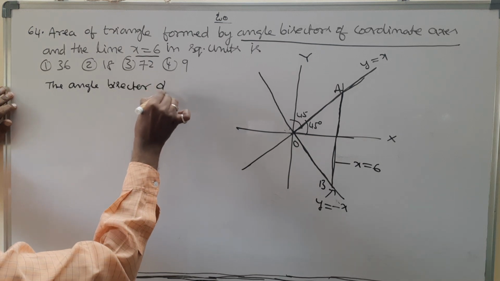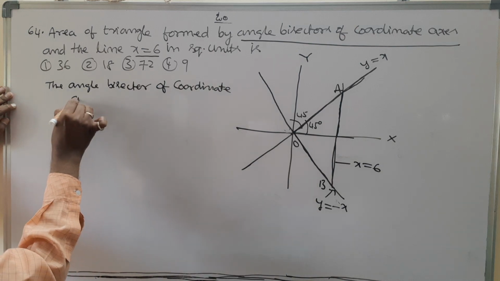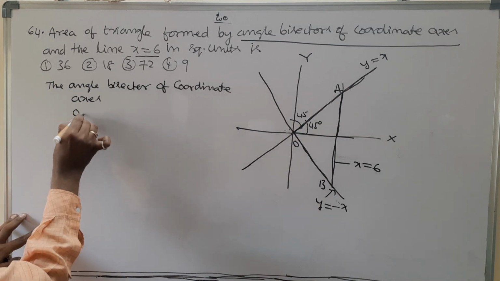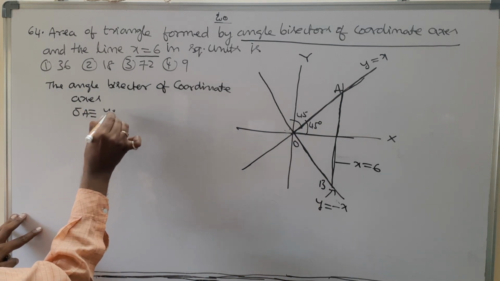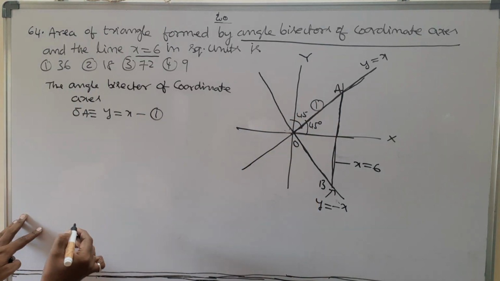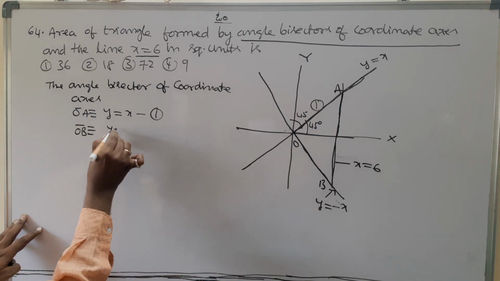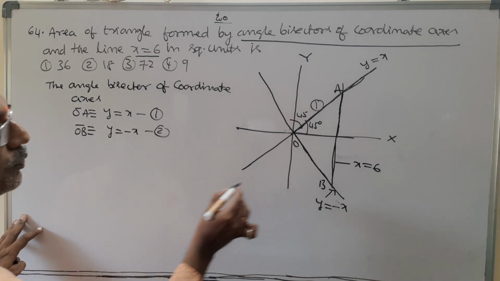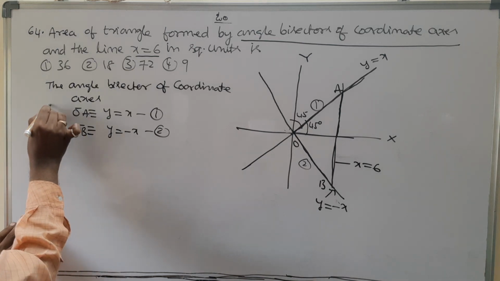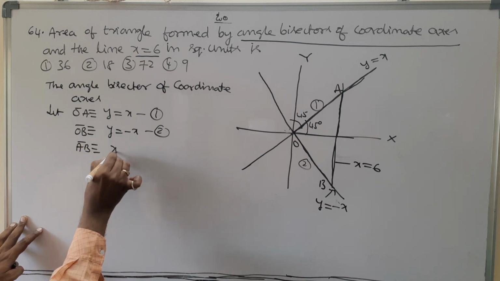Here the angle bisectors of the coordinate axes: let OA be y is equal to x, this is equation 1, the OA line. And OB is also an angle bisector, y is equal to minus x, this is equation 2. And the given line x equal to 6, let it be AB, x equal to 6.